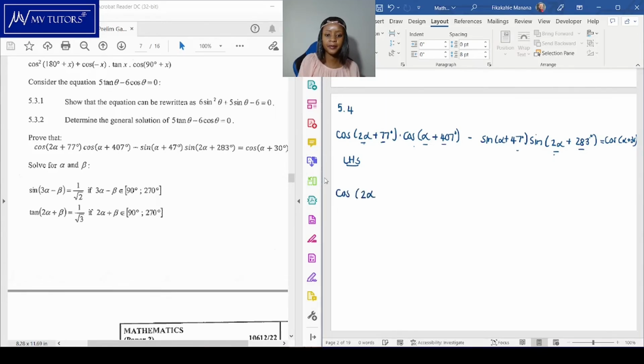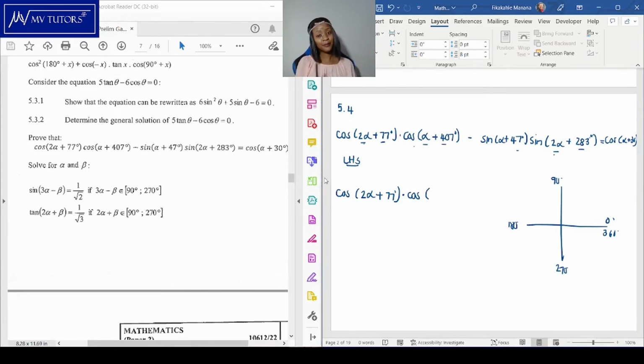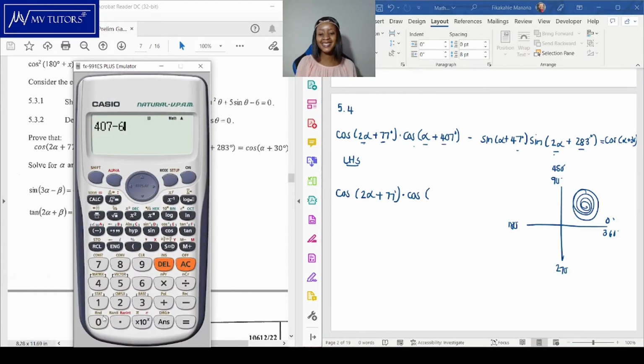So cos, I'm going to leave the 2 alpha plus 77 because I already have an acute angle. I'm not going to reduce that. But the second one, I have cos alpha plus 407. Where is 407 in the Cartesian plane? So we have 0 degrees, 90, 180, 270, 360. These are multiples of 9: 9, 18, 27, 36. If we go plus 90 again, we're going to get 450. So I know that 407 will lie in this quadrant. So what can I reduce it to? If I say 407 minus 360, I get 47 degrees. Cos is positive in the first quadrant, so I can reduce 407 to 47. So I have alpha plus 47. Okay, so that is working out.